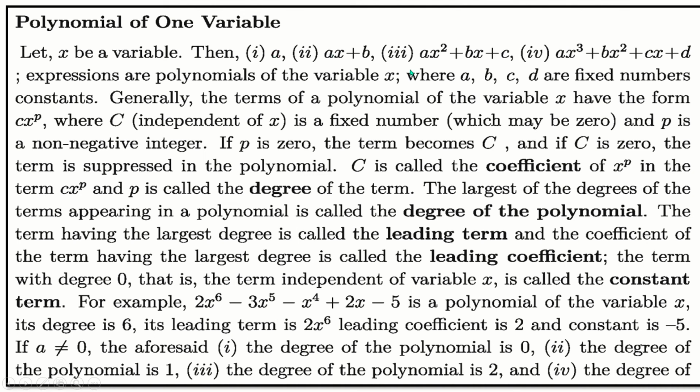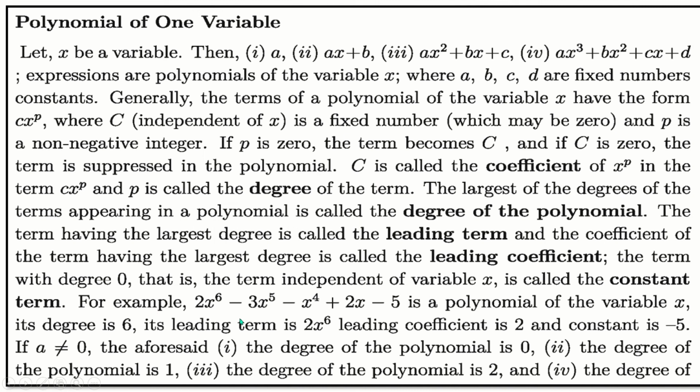Okay, and the constant term: if there is no x, here there is no variable, only a, here b, here c, here d, that is a constant term. Constant term means the power of the variable will be 0. The power of the variable x will be 0, that means here a, here b, here c, here d, all are constant terms. Clear everyone?